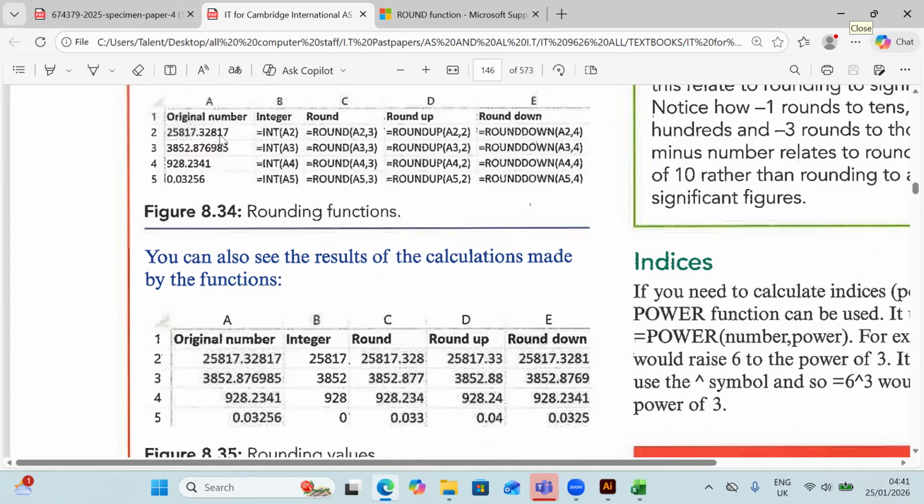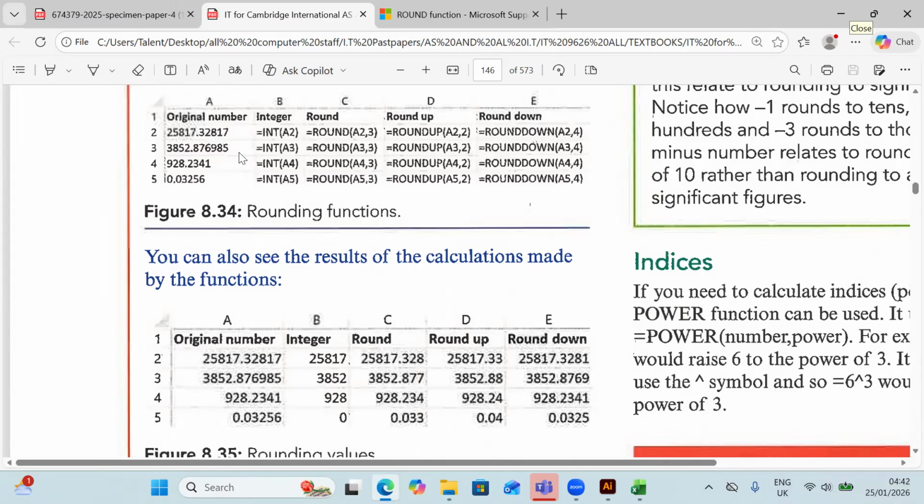But if it's below 5, then this number remains as it is, right? Meaning this number is 1, so it's below 5. So the answer that we are expecting should have a 0.328 because we are rounding to 3 decimal places, right? So let's look at the answer. This is the answer, 0.328, right? Because 1 could not change 8.